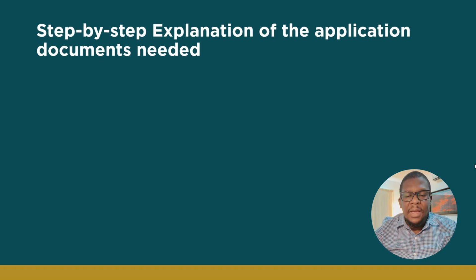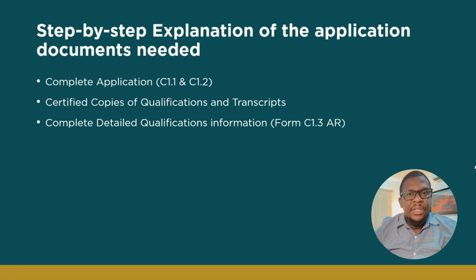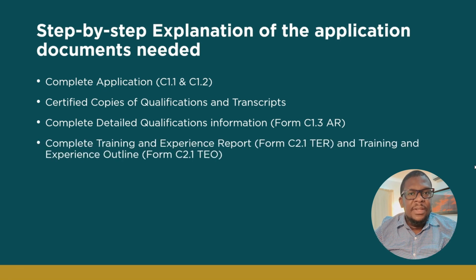To complete your ECSA application, you need the following documents: the application form, which is obtainable from the ECSA website, certified copies of qualification and transcript, detailed qualification information in terms of your academic record, and the completed training and experience report, which is numbered Form C2.1. Those with more than 10 years of experience will have to complete Form C2.2, which is the training and experience outline.